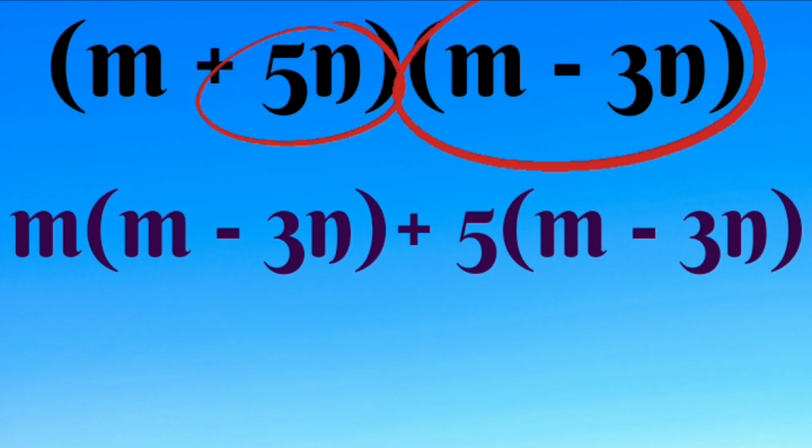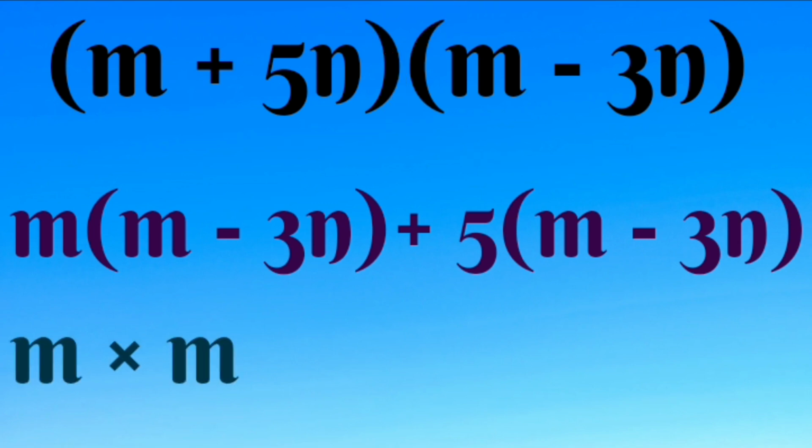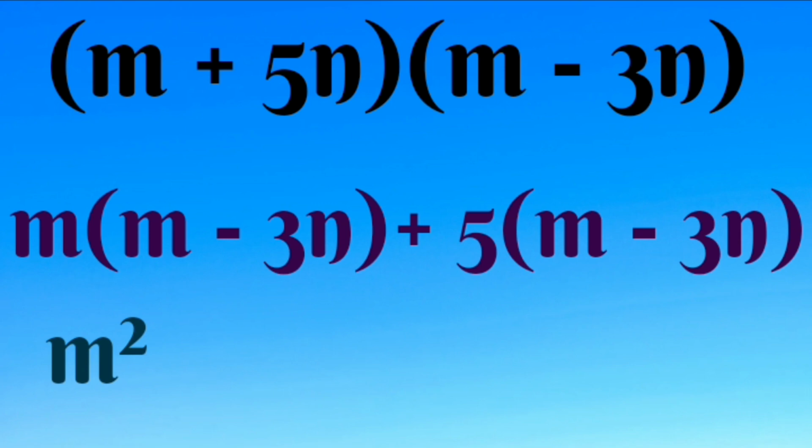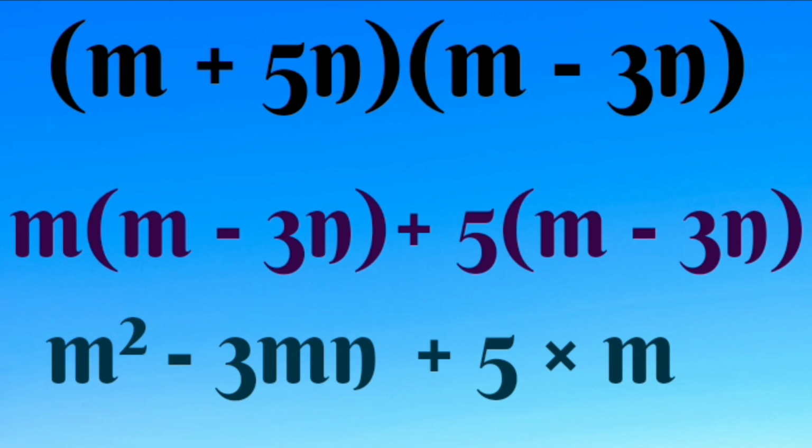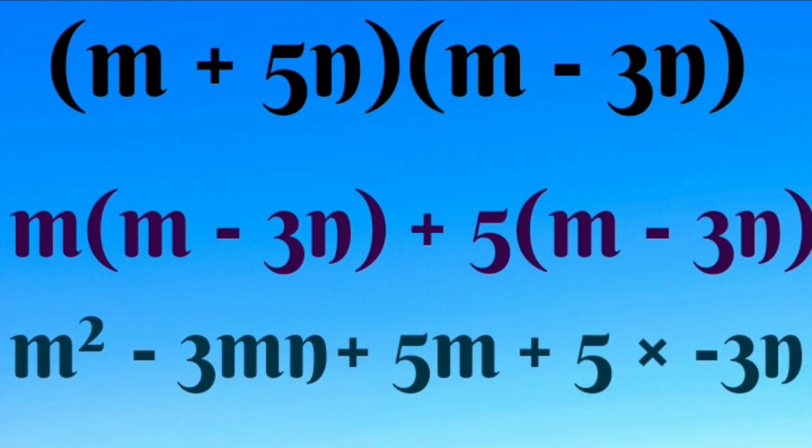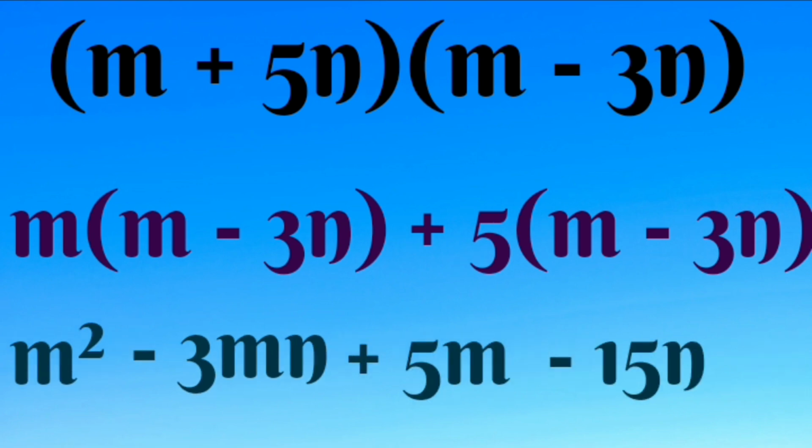Now, for the first terms, m times m is equal to m squared. m times minus 3n is equal to minus 3mn. Let's go to the next terms. 5n times m is equal to plus 5mn. Then plus 5n times minus 3n is equal to minus 15n squared. This is the required solution. I hope you understand this.